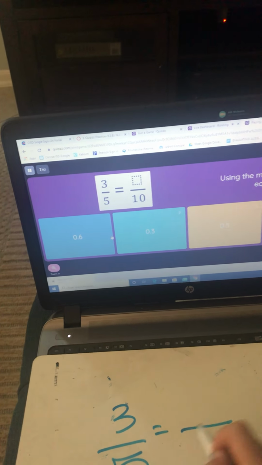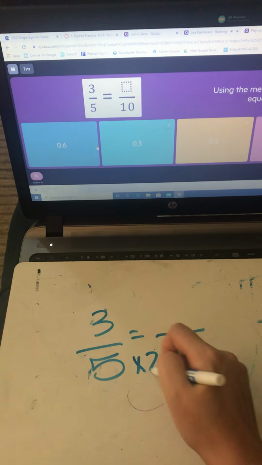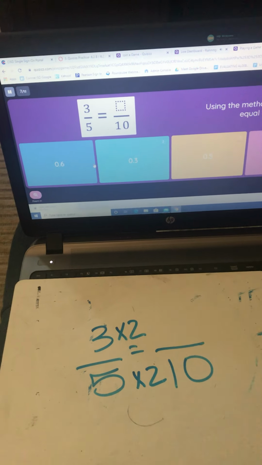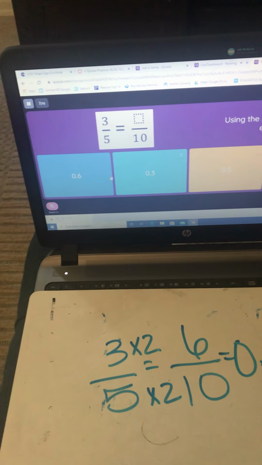3/5 is equivalent to how many tenths? I know 5 times 2 is 10, so if I do that to my numerator for equivalent fractions, I get 6/10, which could be written as 0.6.